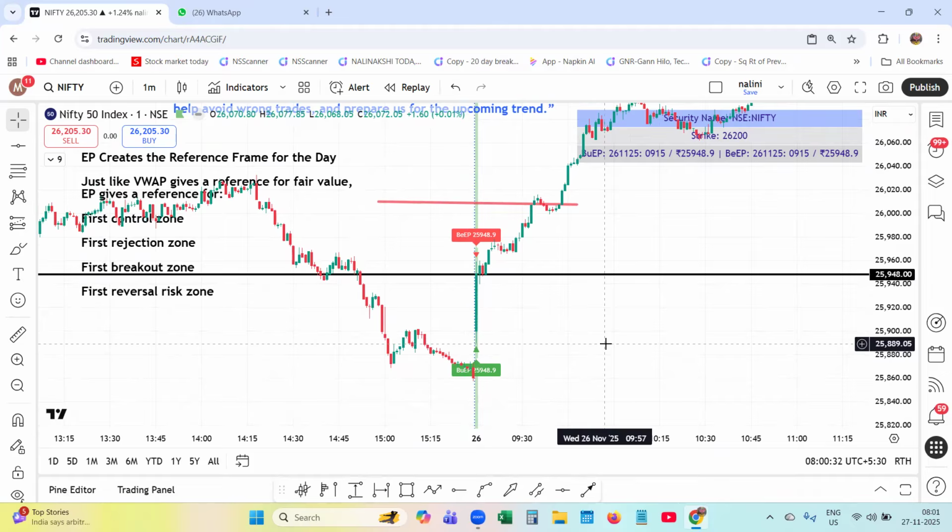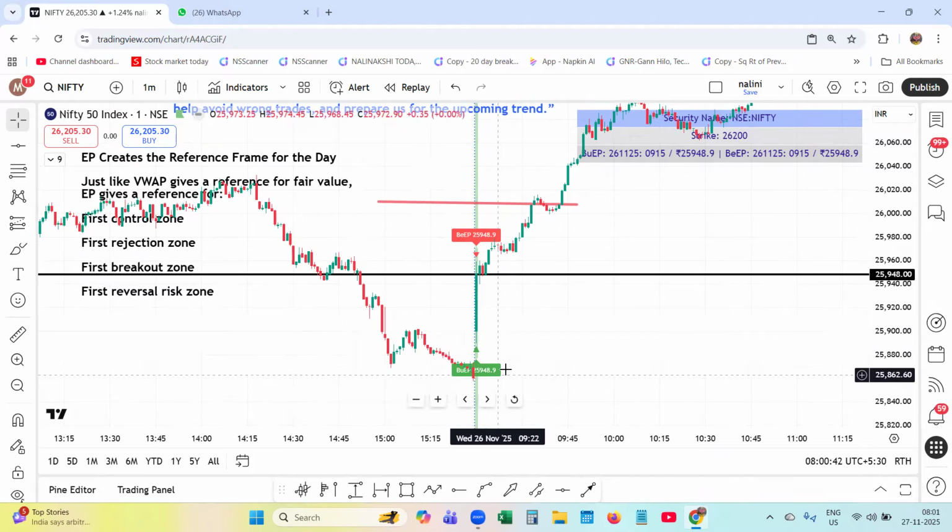See, when the market opens, there will be overnight orders plus gap movements. You can see these are the overnight orders and the market has gapped up. When the market opens, all the pending orders, whether from foreign investors, DIIs, or retailers, get executed together. Because of this sudden imbalance, price can spike in both directions quickly, touching both CE and PE EP zones.